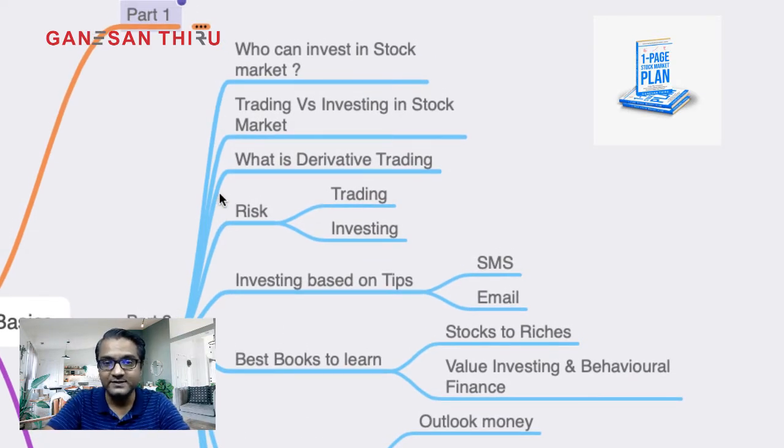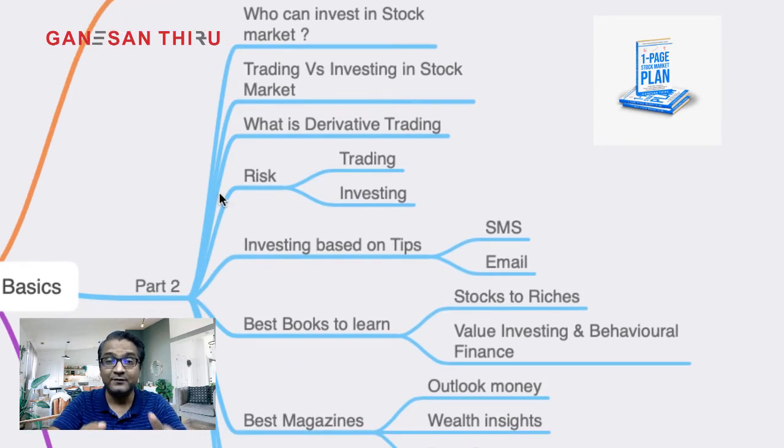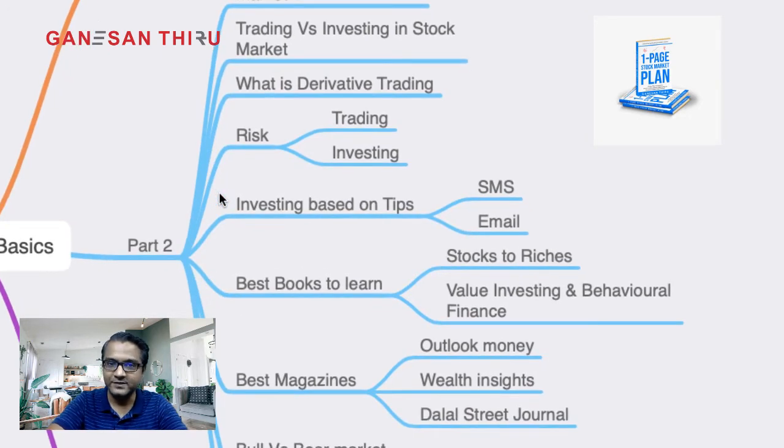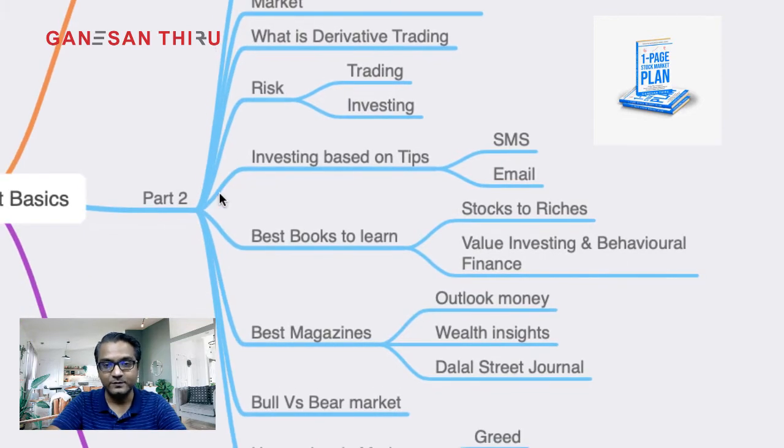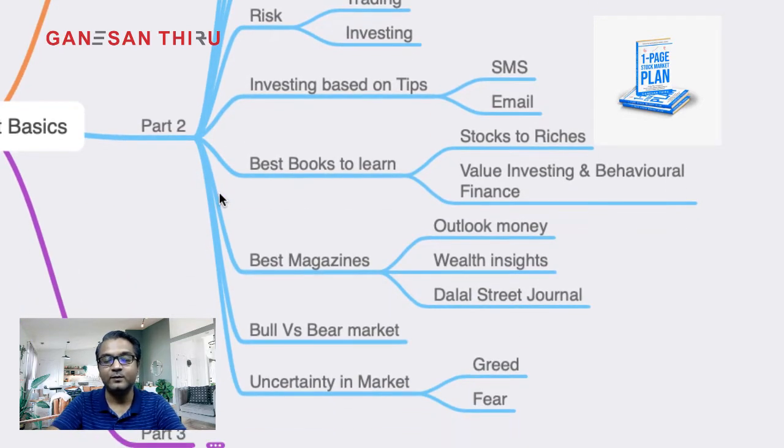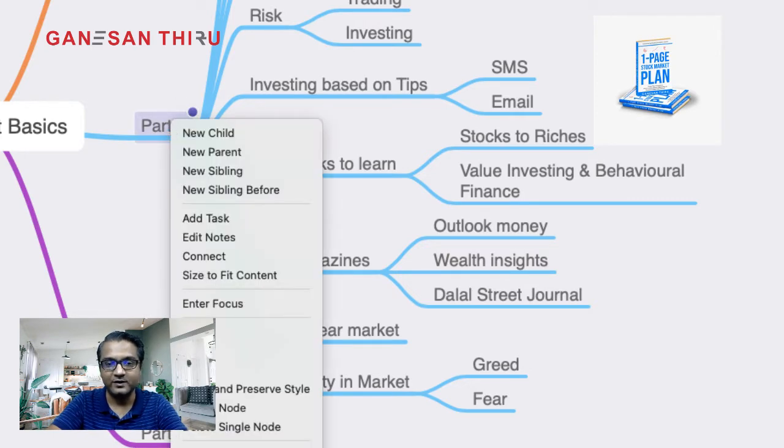In the second part, we discussed who can invest in the stock market, the differences between trading and investing, what derivative trading is, the risk involved in both kinds of trading, as well as the risk in investing in the stock market, and whether you can invest based on SMS or emails. Also, the best books to learn from and the best magazines to look at. And finally, the bull vs bear market and what is called uncertainty in the stock market. Sometimes it will be very flat. You should have conviction for the market to grow, and you should wait in those stocks. So do you have that kind of conviction? That is what we have discussed till now as part of part 2.